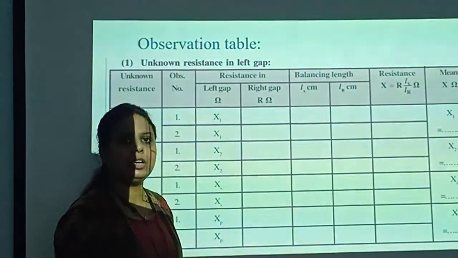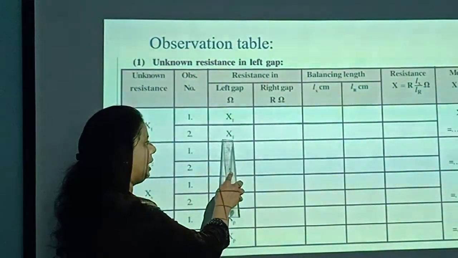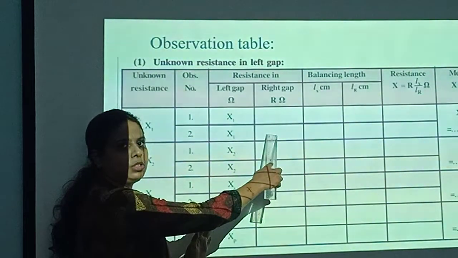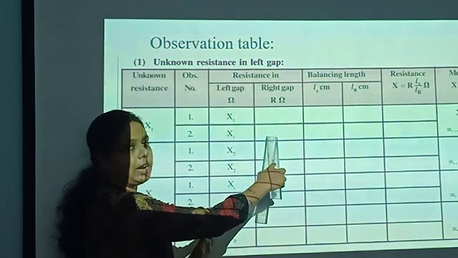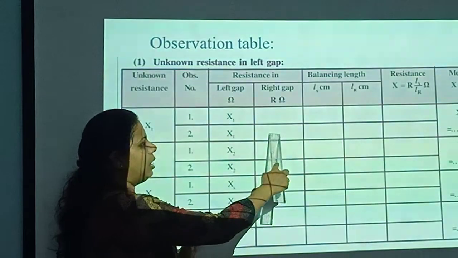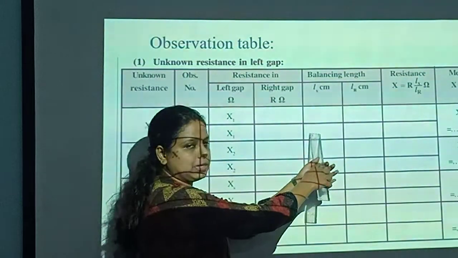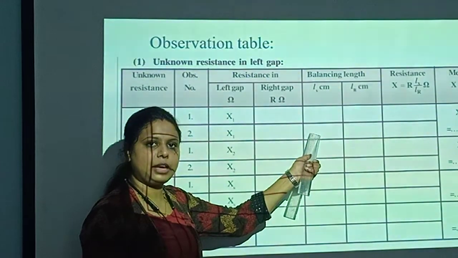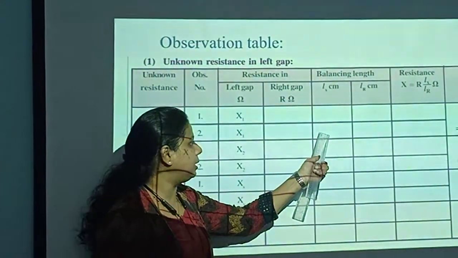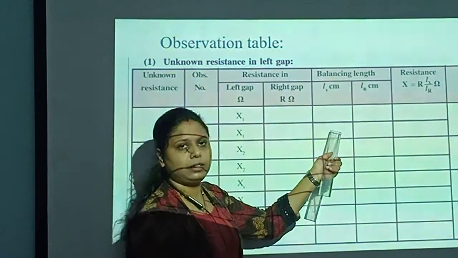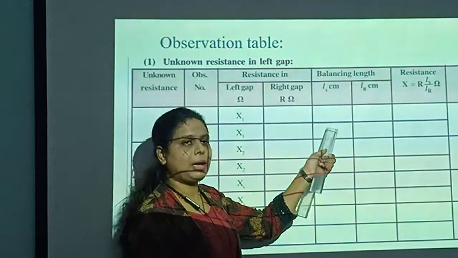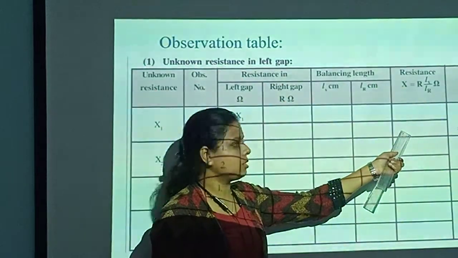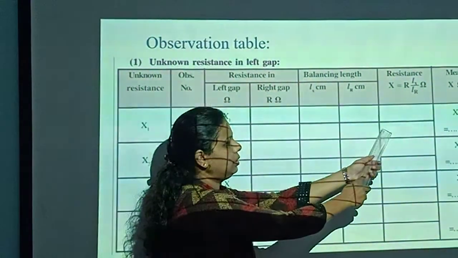For the second reading, what will you do? X1 will be the same. Only we have to introduce 10 ohm resistance in the right gap. Now again we have to find out the Lx. Lx means the point on the meter scale where we are getting null deflection in the galvanometer. Again we will write Lx here. 100 minus Lx will be Lr, and finally we will get X with the help of this observation table.